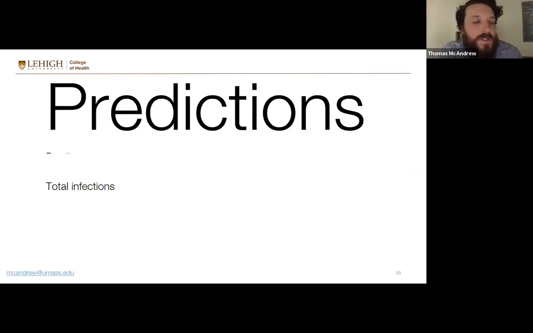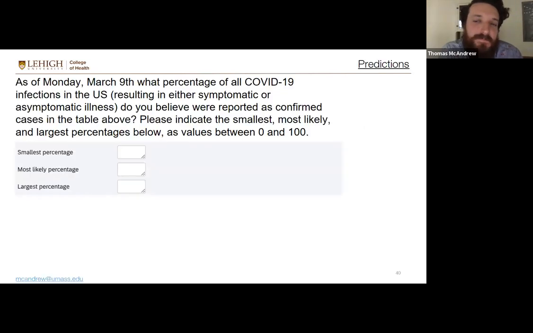Okay, we talked about hospitalizations a little bit. How about the total number of SARS-CoV-2 infections? Next slide, please. The question we asked, this is just an example: as of Monday, March 9th, what percentage of all COVID-19 infections in the US, either symptomatic or asymptomatic, do you believe were reported as confirmed in the table above? We had a table of cases above. Please indicate the smallest, most likely, and largest percentages below. Next slide, please.